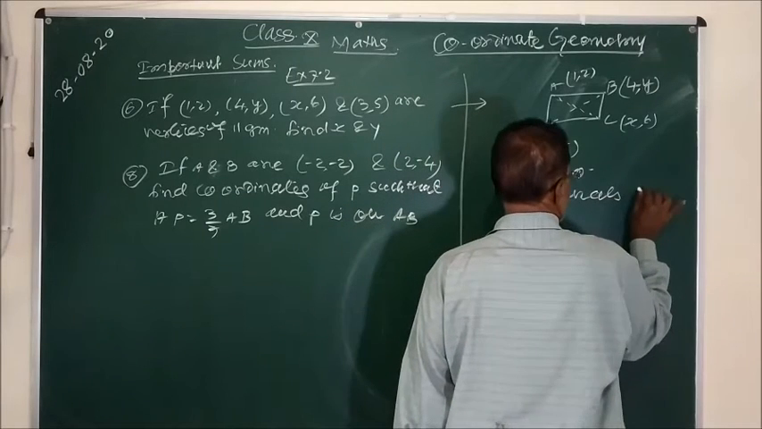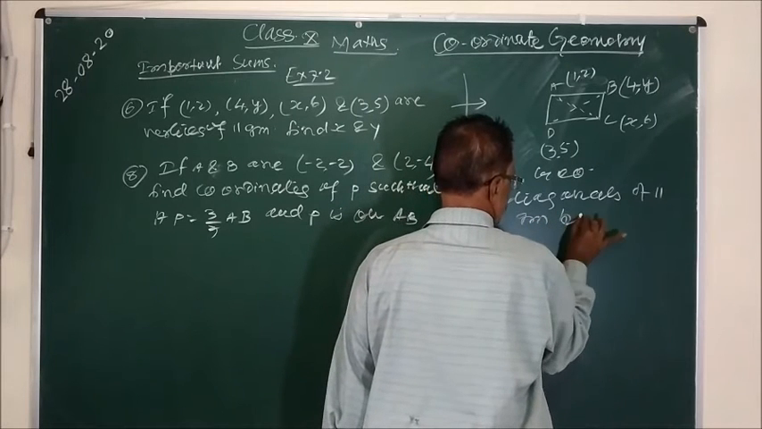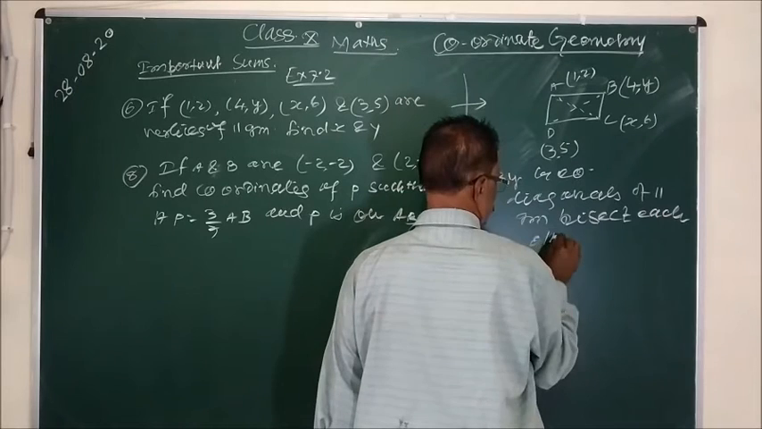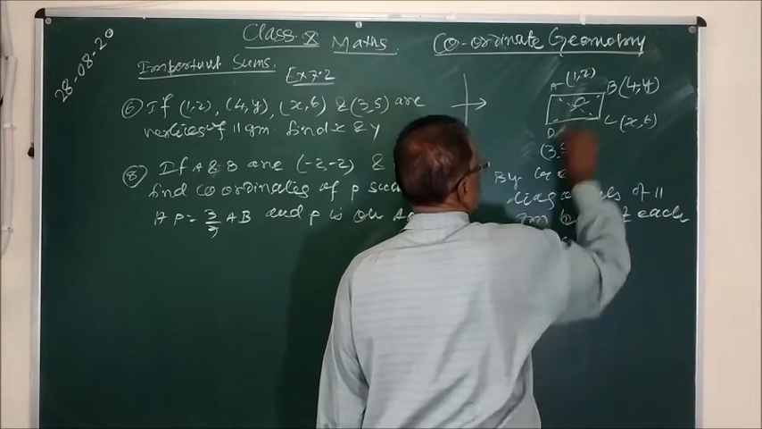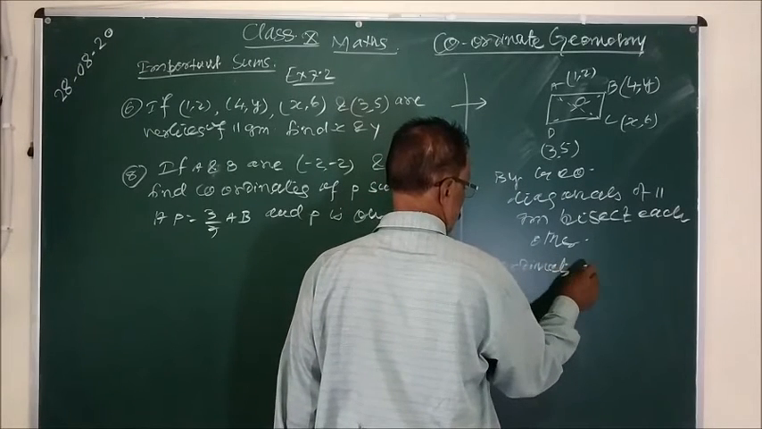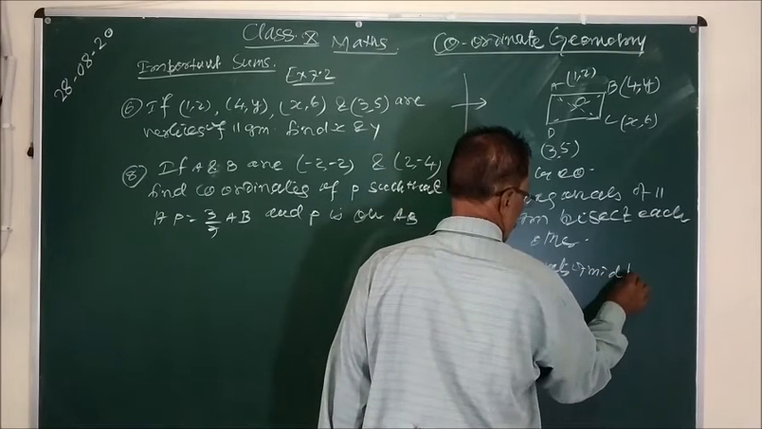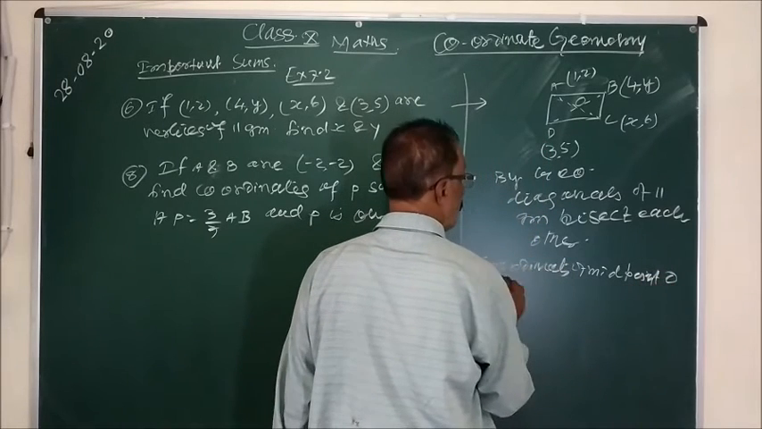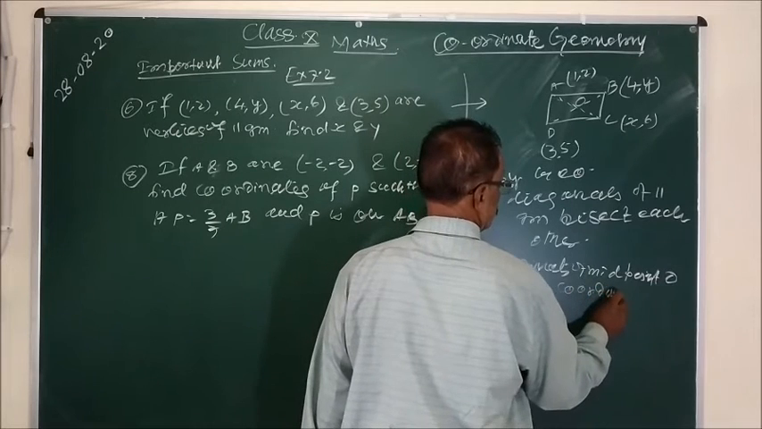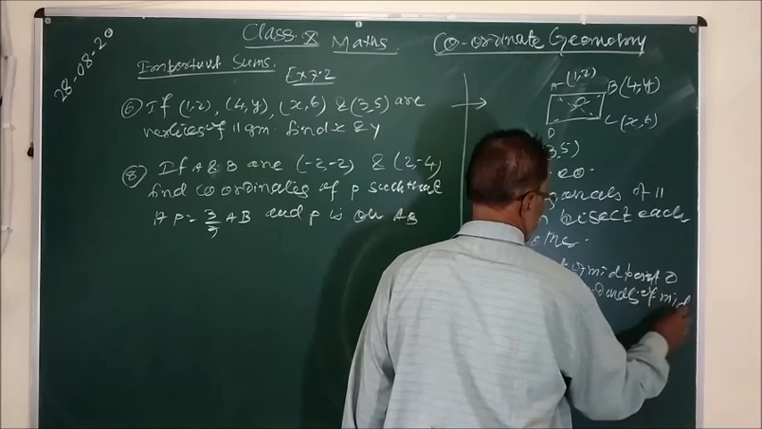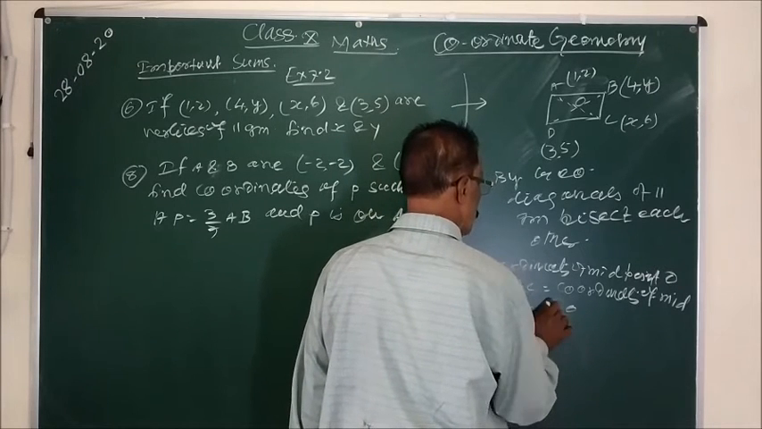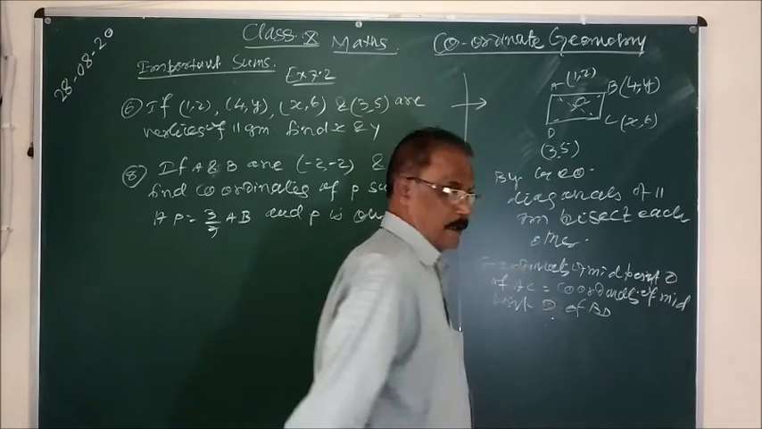So diagonals of a parallelogram bisect each other. This is the important theorem that we are using, bisect each other. So this means O is the middle point of AC and O is the middle point of BD. So the coordinates of midpoint O of AC is equal to the coordinates of midpoint O of BD.